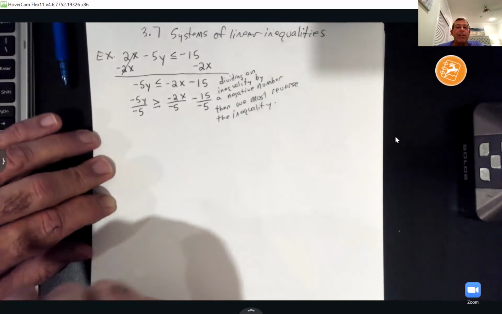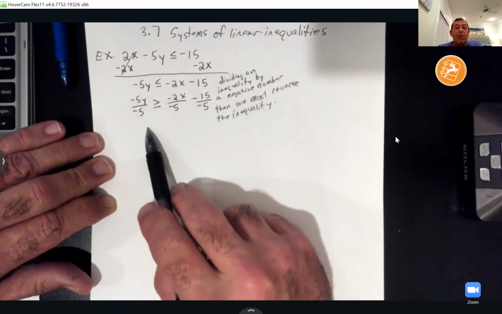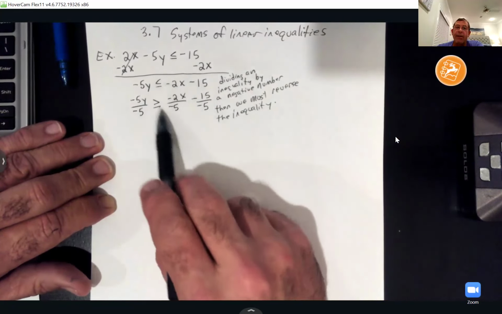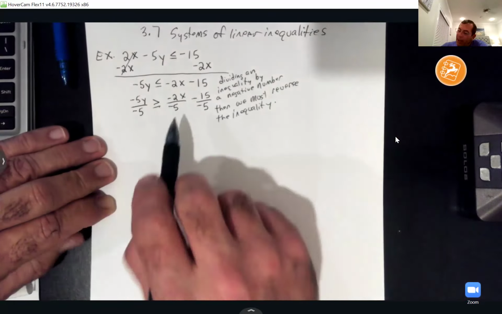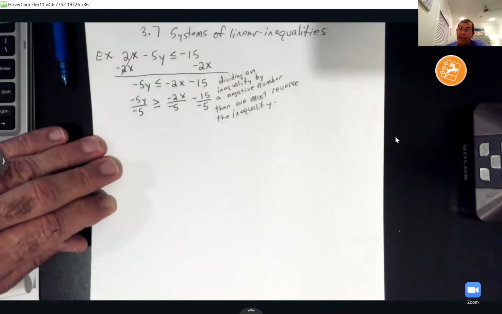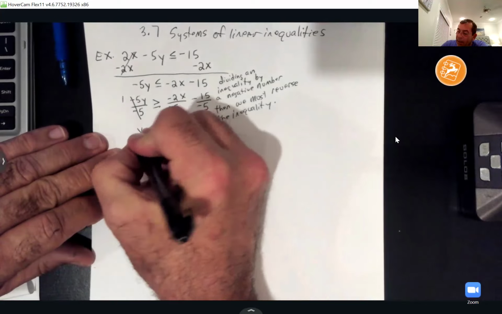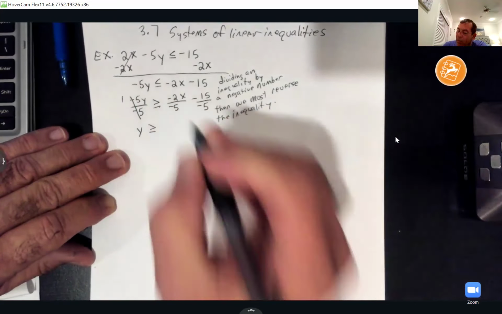Y'all, that's one of the biggest moves I get people on. They'll come in and divide to make that y positive, and they forget to flip that. And if you don't flip it, you'll shade below the line instead of above the line like you need, okay? Because remember, -5 divided by -5 makes that a 1y right there. It is now greater than or equal.